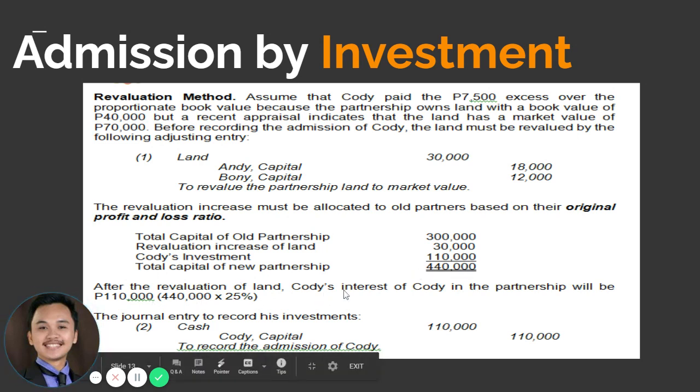So after the revaluation of land, Cody's interest in the partnership will be 110,000, from 440 times 25%. So under this, the journal entry to record his investment will be debit to cash, credit to Cody Capital for 110,000. So again, what happens is the assets and liabilities will be revalued first, and then compute the new capital of the partnership, and then multiply it by the percentage given to the new partner, and then record it by debiting the investment made by the new partner and then crediting the capital account. So that is under the revaluation method.